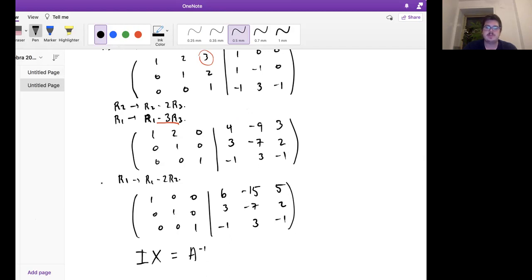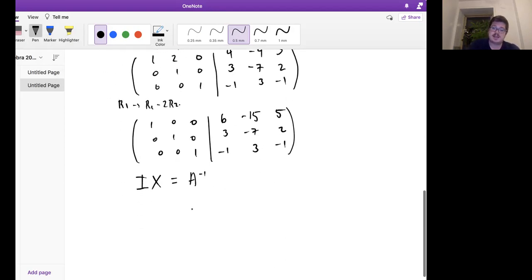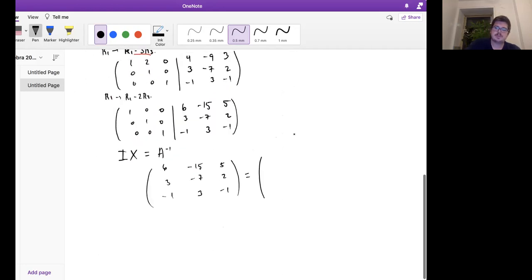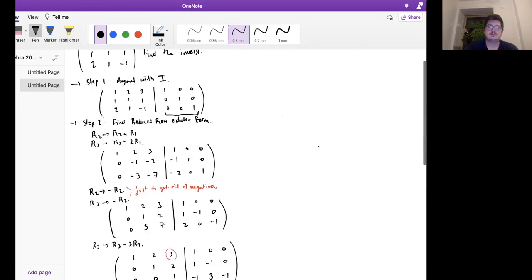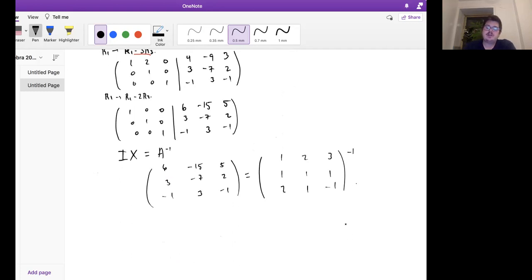All right, so barring any computational errors, this is A inverse. So whatever the original one was. Okay. How do you check it? How do you check your work?